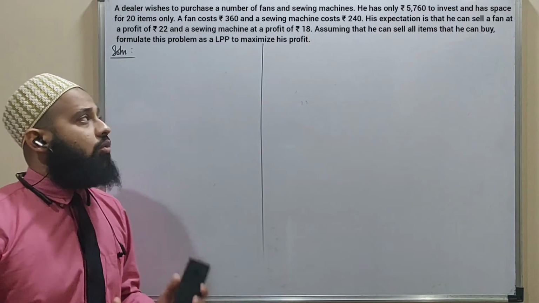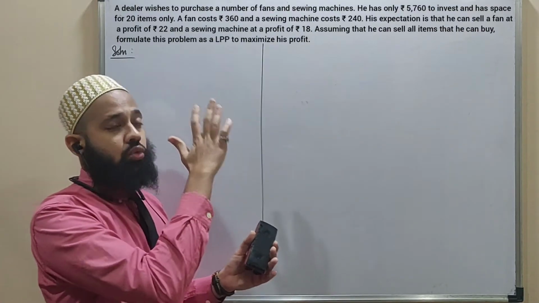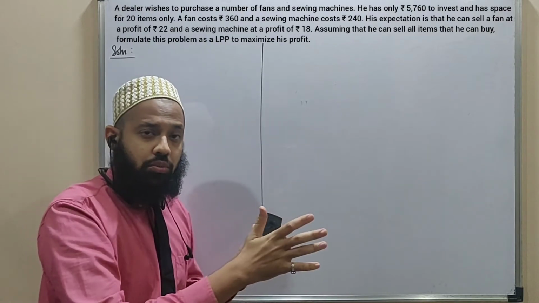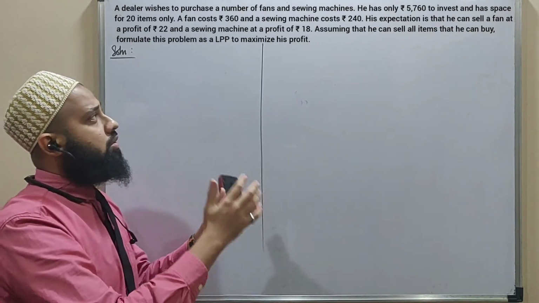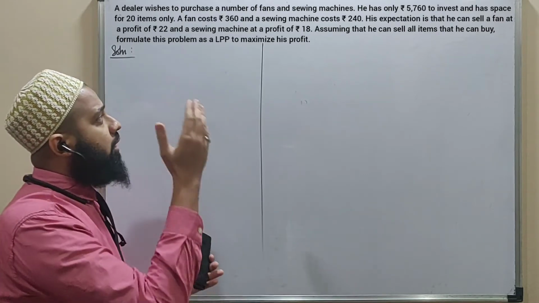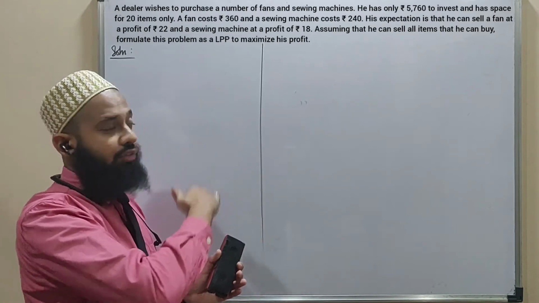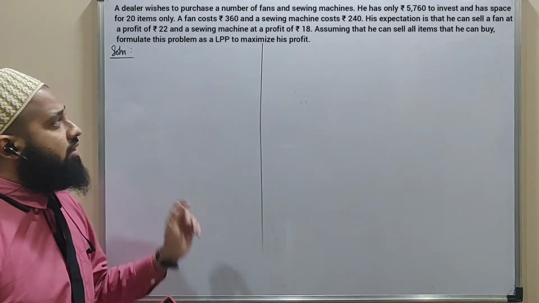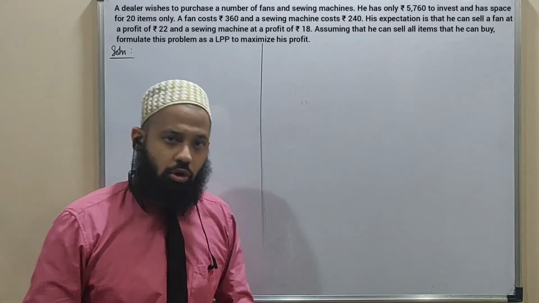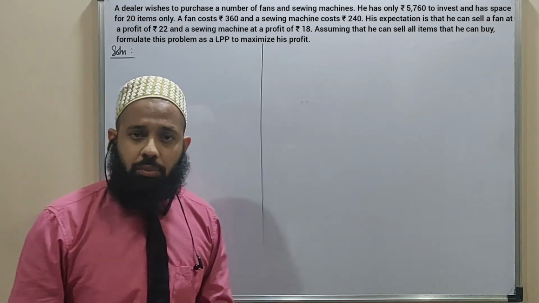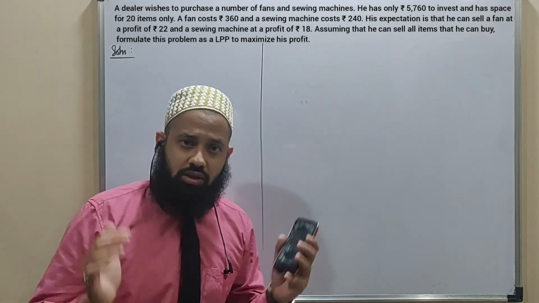A fan is costing him 360 rupees, whereas the sewing machine is costing him 240 rupees. When he is selling it off, he is thinking of making a profit of 22 rupees on the fan and 18 rupees on the sewing machine. You have to formulate this as an LPP to maximize his profit. The purpose of the sum is to maximize the profit. So step 1 is done.